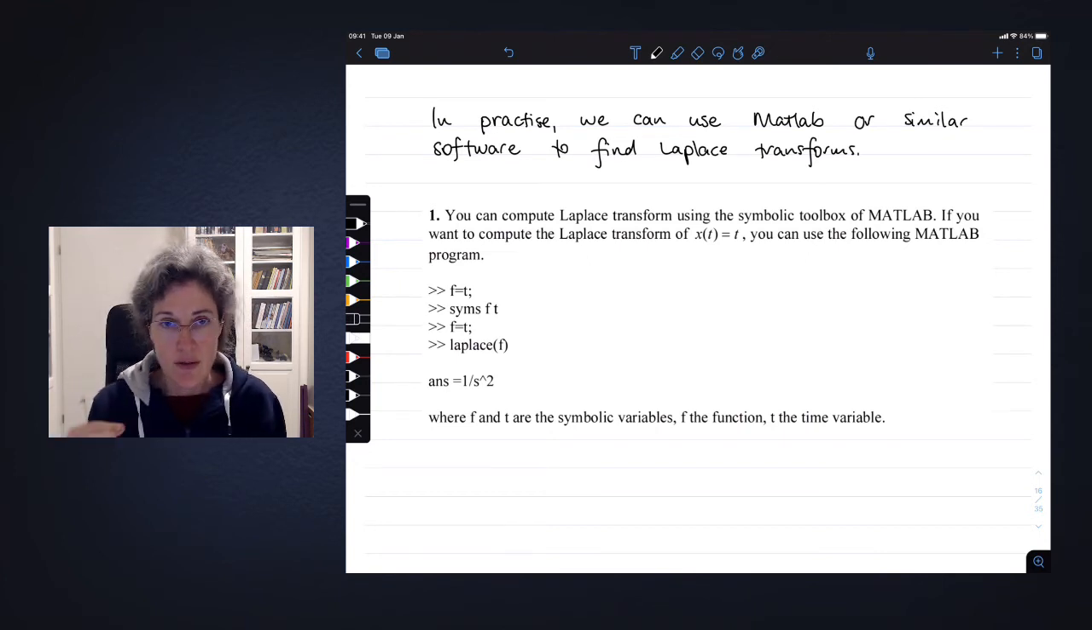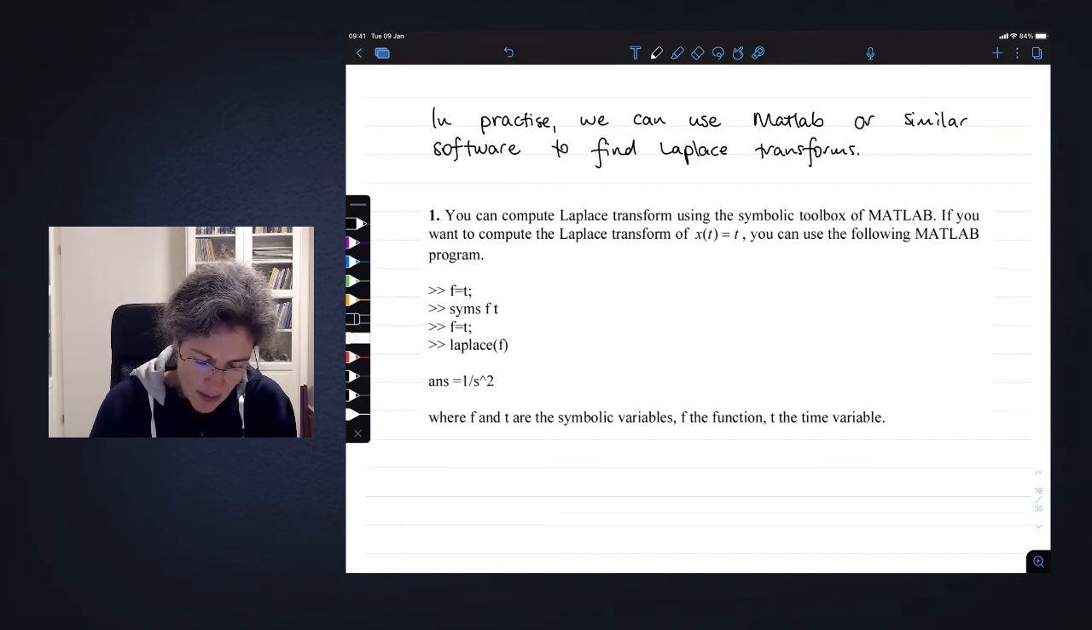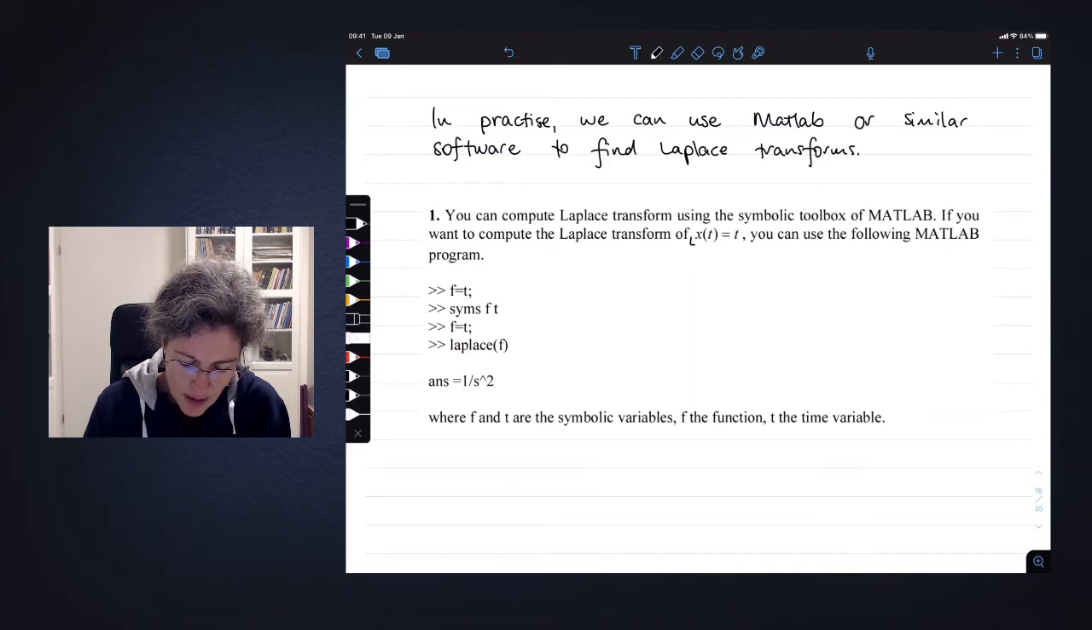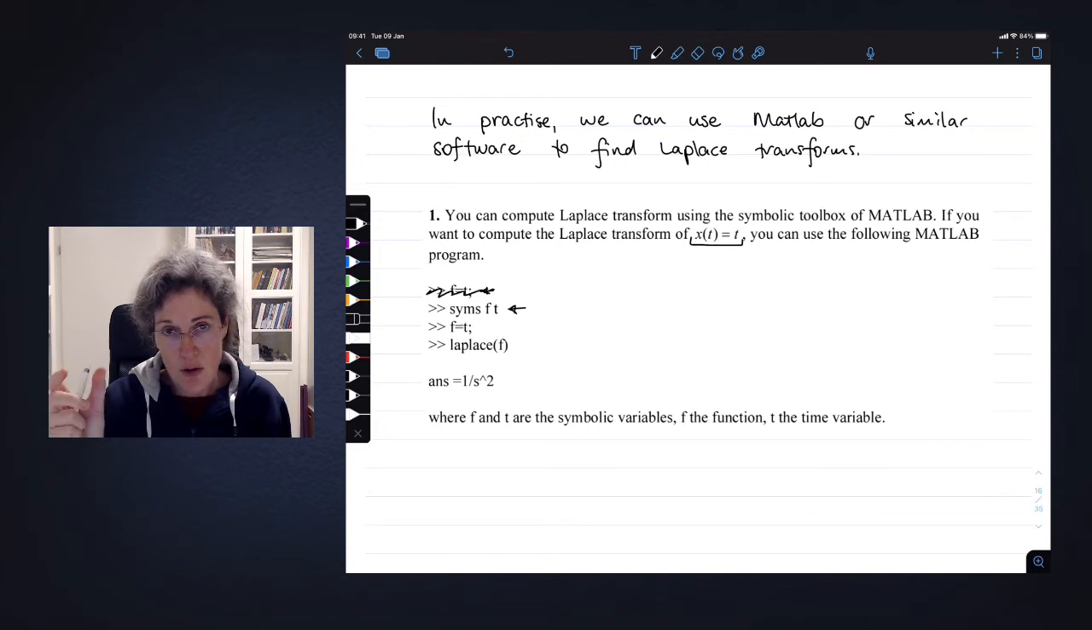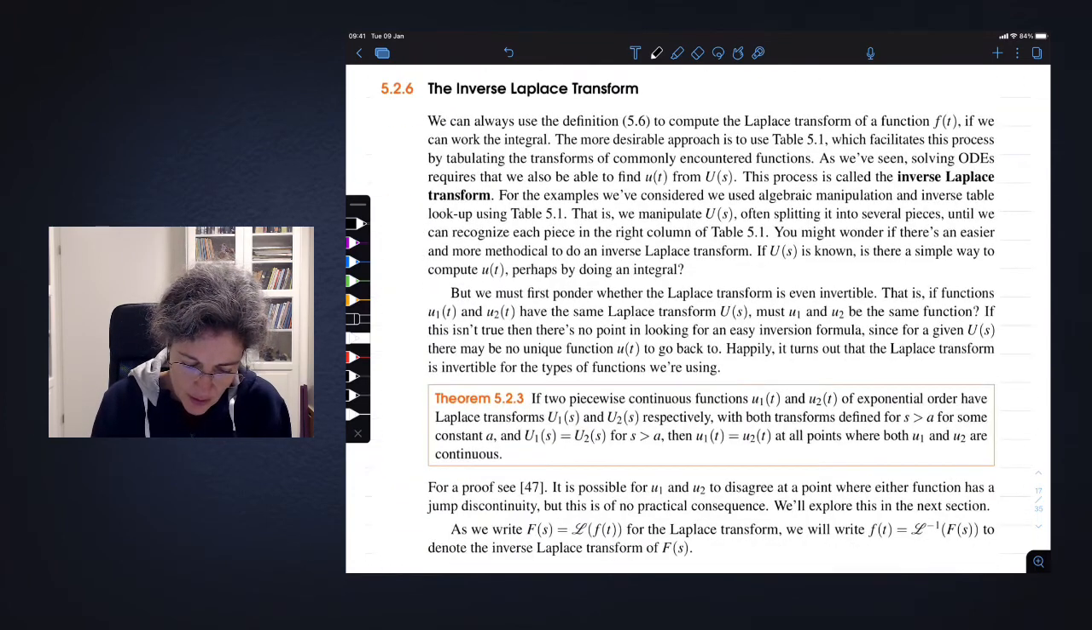So if you want to give this a try, here are the MATLAB commands. You can do this in Mathematica, you can do this in Wolfram Alpha. I think Symbolab will also do this. But basically, here we're looking at our function x of t is equal to t, a very straightforward function. If we want to take the Laplace transform of that, there's our f. We define some symbolic variables, syms f and t, that we're using. Here we've defined our function, and you just literally type laplace of f, and it will give you the answer. So that's delightful.